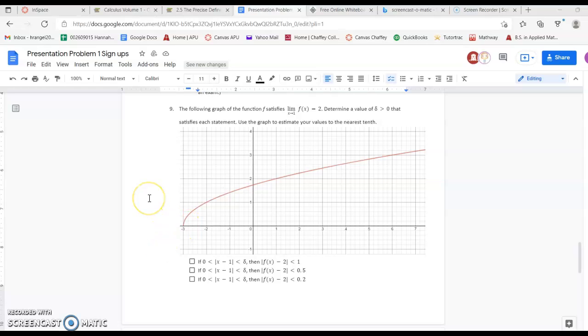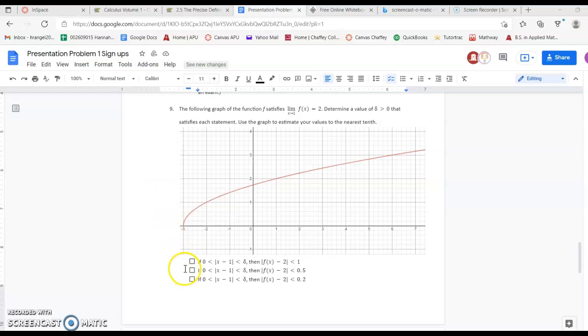Hey class, so I got problem number 9. It states the following: the graph of the function f satisfies the limit as x approaches 1 of f of x equals 2. Determine a value of delta greater than 0 that satisfies each statement. Use the graph to estimate your values to the nearest tenth.